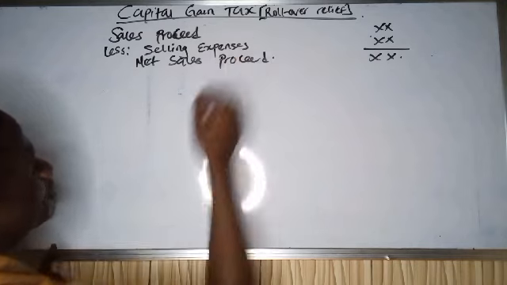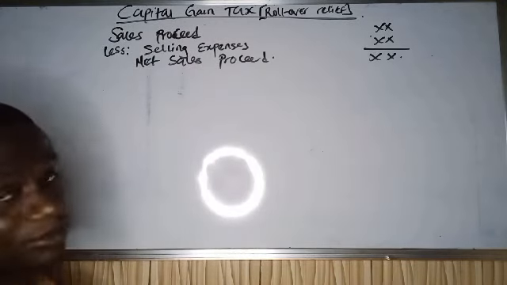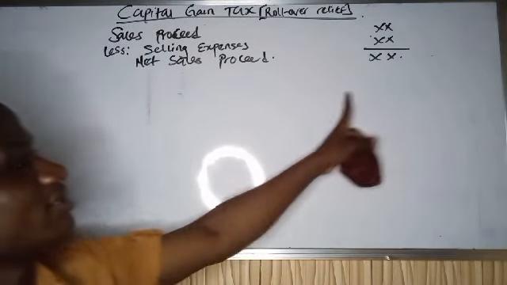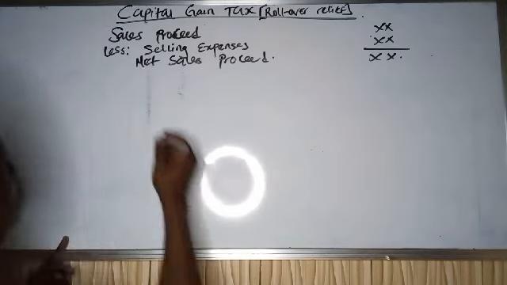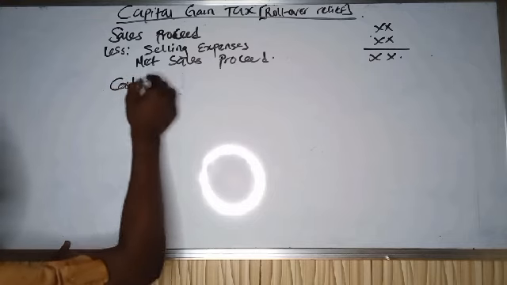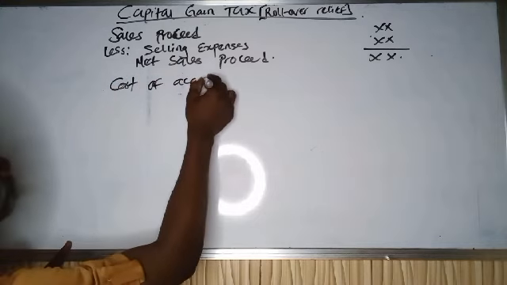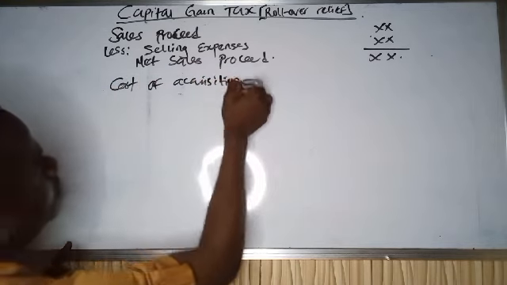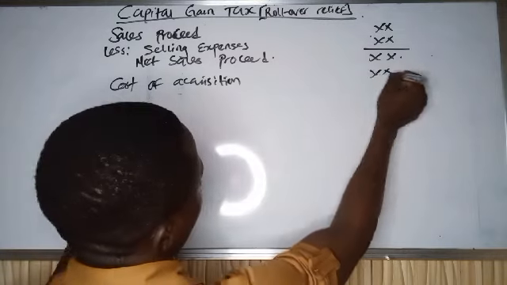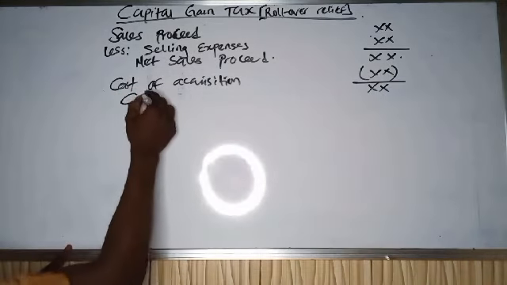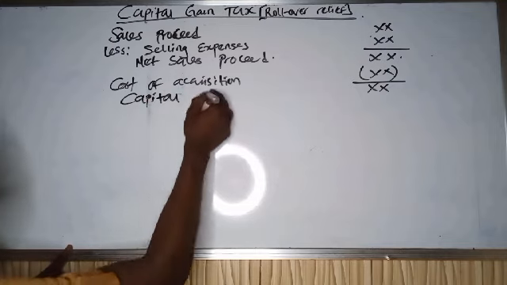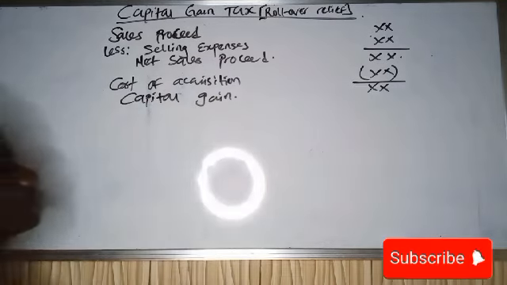If you have not watched my previous video, I've explained everything in my previous video. So this amount I get now is my sales proceed. So the next thing I'm going to do is to less my cost of acquisition. Then if I less my cost of acquisition, I'm going to get my capital gain.